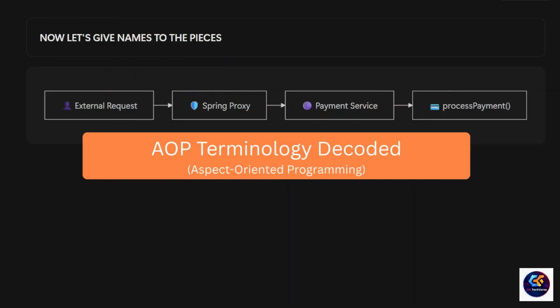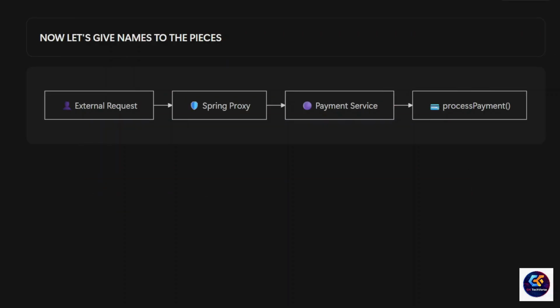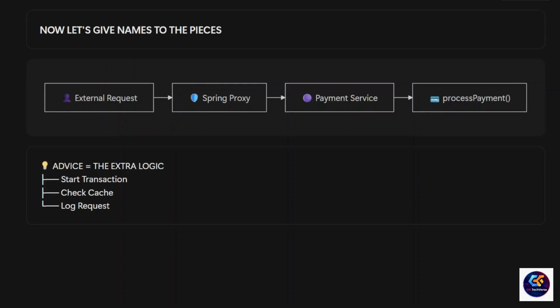So far we have learned one simple idea. Every method call first reaches a Spring proxy. The proxy performs some extra work. Then your business method executes. Now let's give names to each part. First, what is the extra logic that Spring executes? Starting a transaction, checking the cache, writing a log, performing a security check. The extra logic is called advice. It's simply the action that runs.